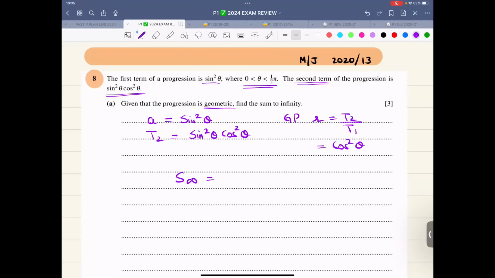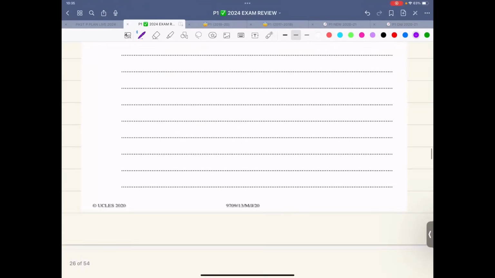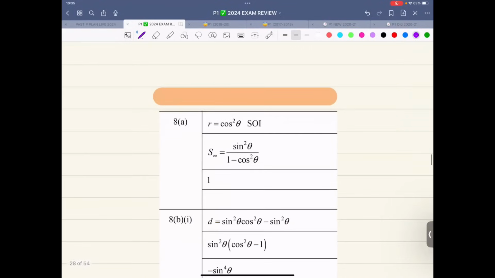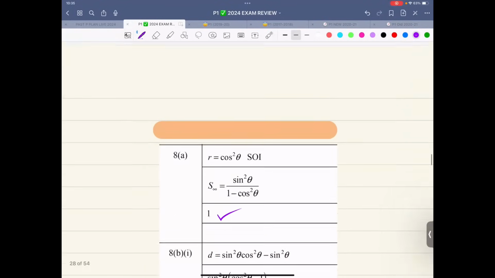Sum to infinity is a over 1 minus r. a is sine squared theta over 1 minus r, which is cosine squared theta, which is sine squared theta over sine squared theta, which comes out to be 1. So the sum to infinity is 1. No harm in double checking. So therefore, this answer is 1.